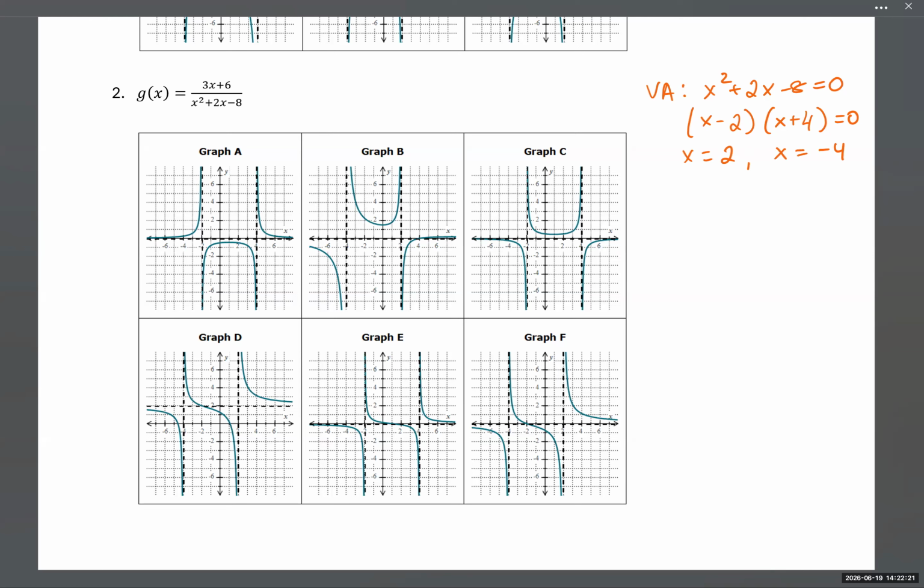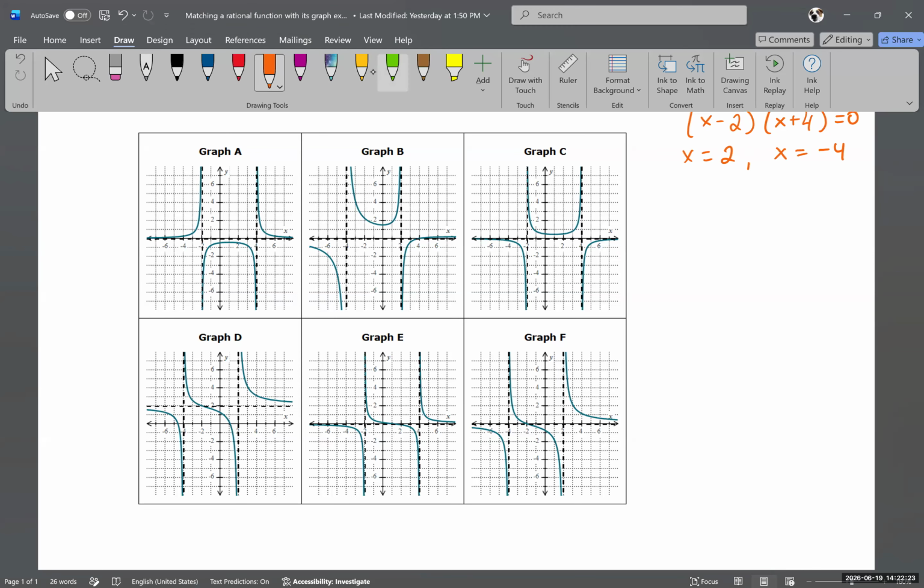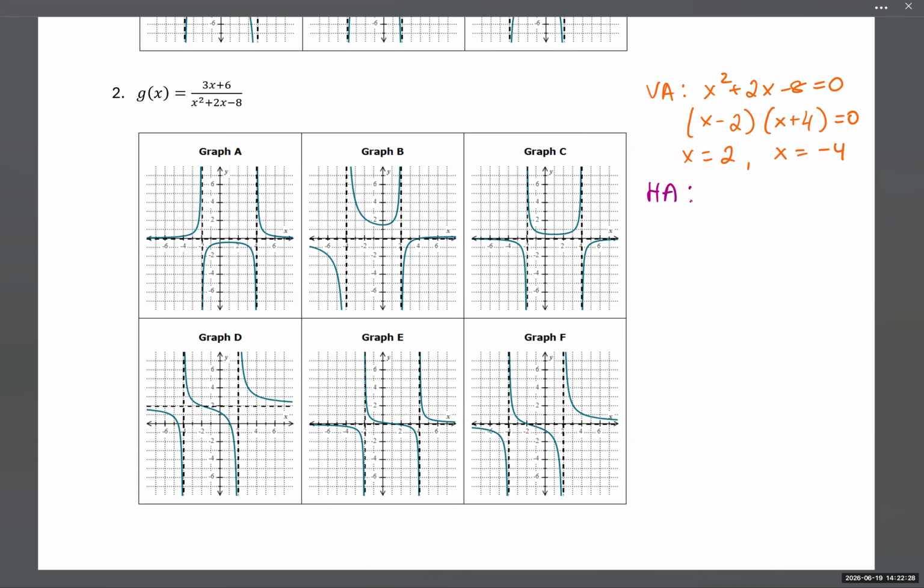And horizontal asymptote, degree on the top is still 1, degree on the bottom is 2. So it's the same case where the degree on the top is smaller than the degree on the bottom. So it is at the x-axis, or at the line y equals 0.